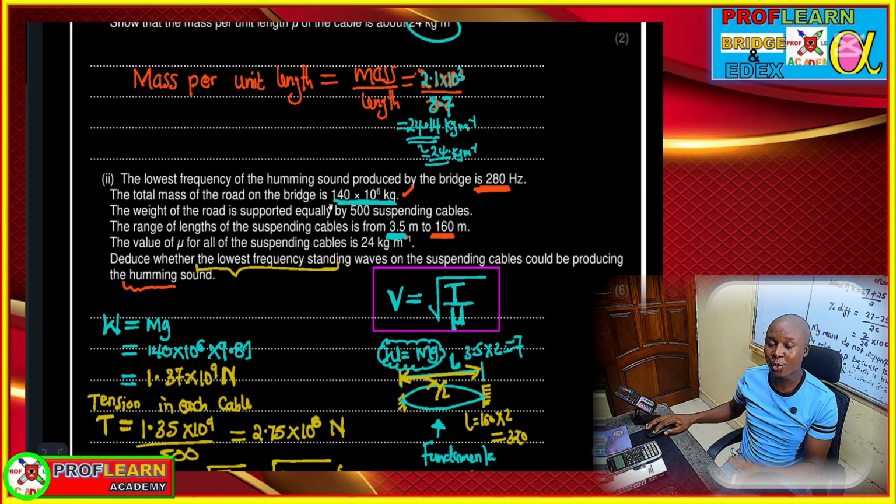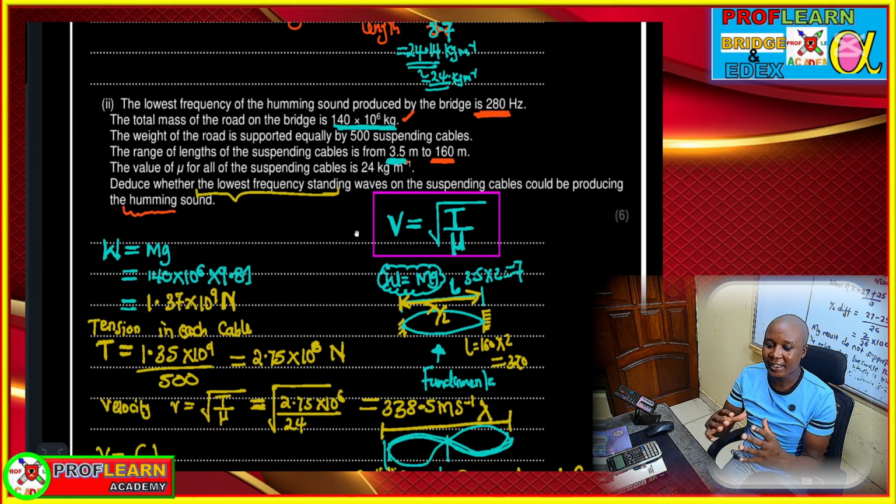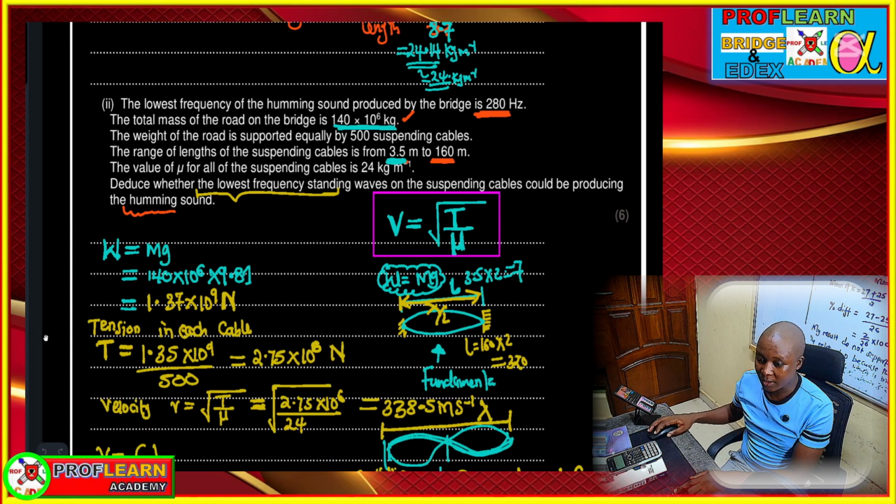Now, since we were given the mass, we can work out the weight, because we know weight is given by the formula mg. Working out the weight, we get 1.37 times 10 raised to power 9 newtons. But since we have 500 suspending cables, we need to know the tension in one cable. So we take the total weight of the rod and divide by the number of cables, which is 500, and if you work it out, you get a tension of 2.75 times 10 raised to power 6 newtons in each cable.